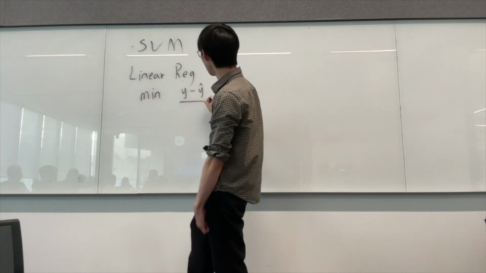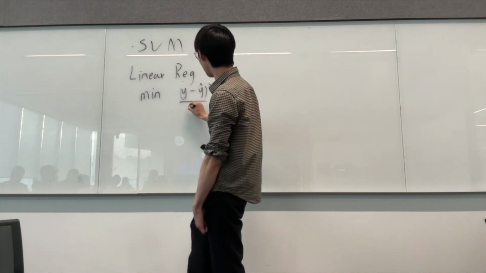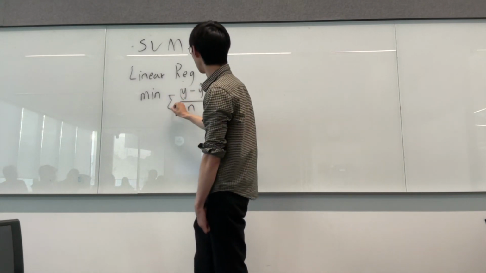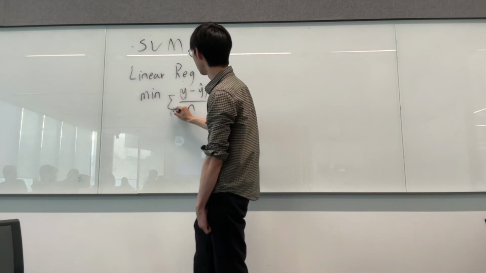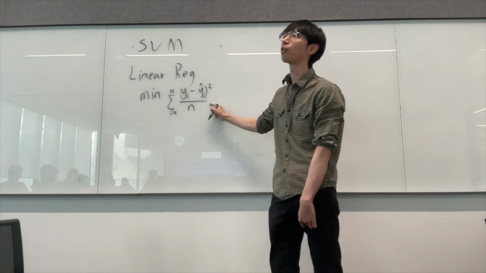This is prediction. This is true, ground truth. Do the square, then minimize over the sample data. Okay, so all good. How do we derive this?